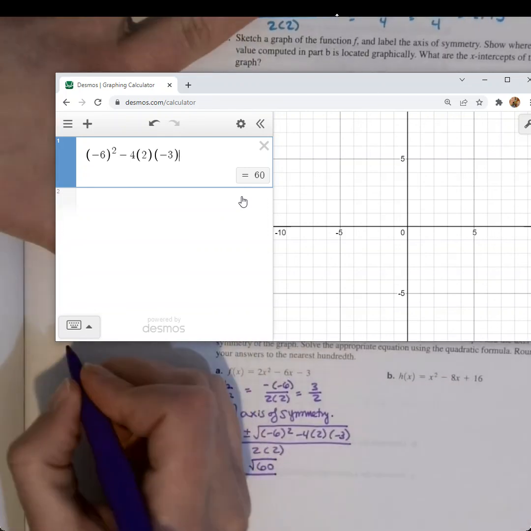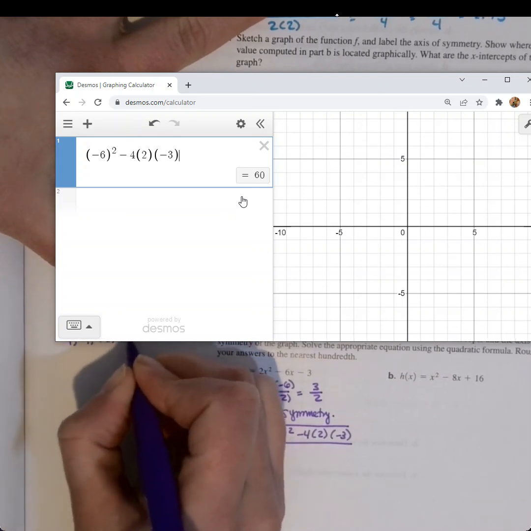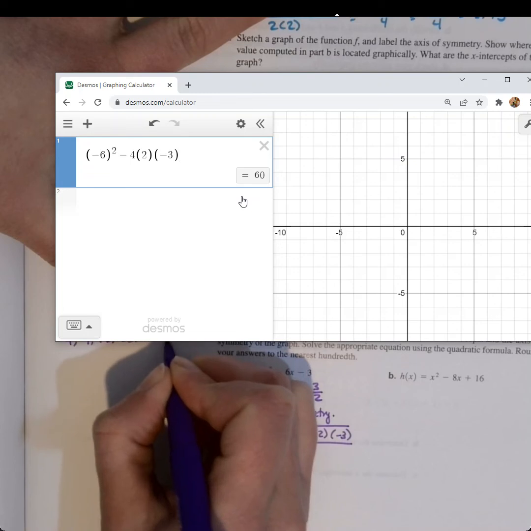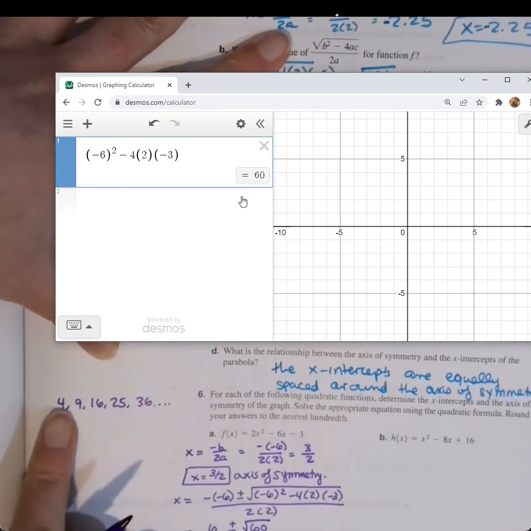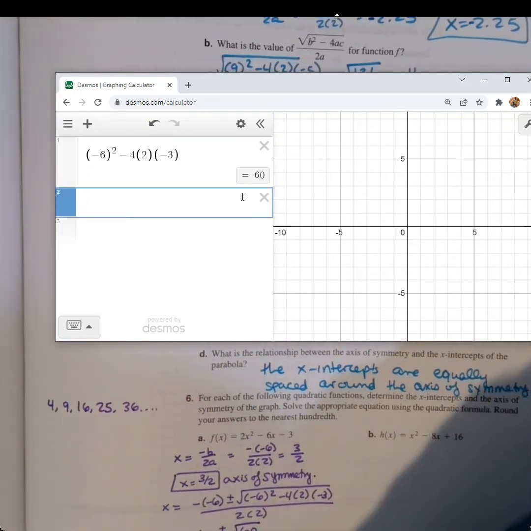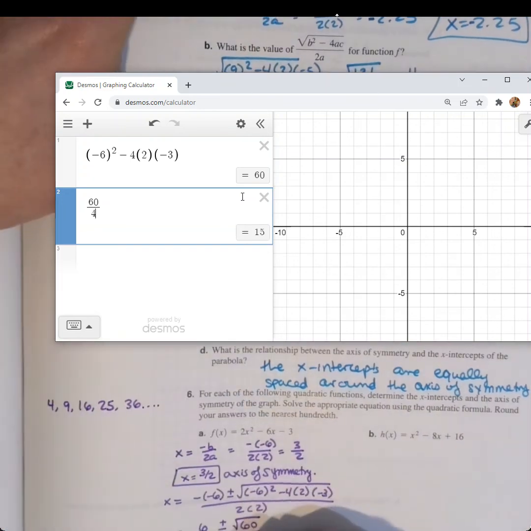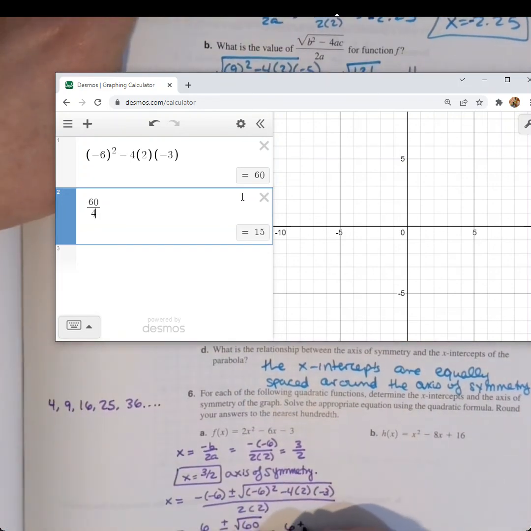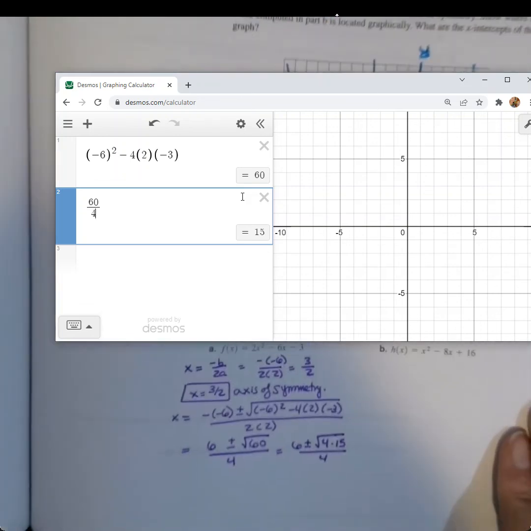First of all, perfect squares are things like 4, 9, 16, 25, 36, etc. 2 squared, 3 squared, 4 squared, and so on. Which of those goes into 60? I think 4 goes into 60. So let's take 60. Does 4 go into it? Yes, it does, 15 times. So we're going to write this as 6 plus or minus the square root of 4 times 15 over 4, because 60 is 4 times 15.